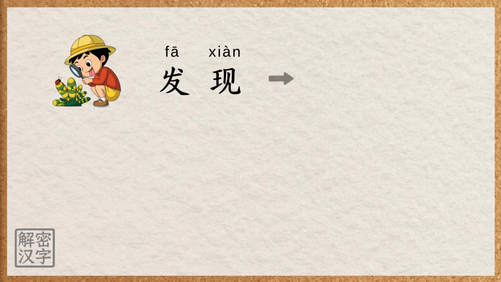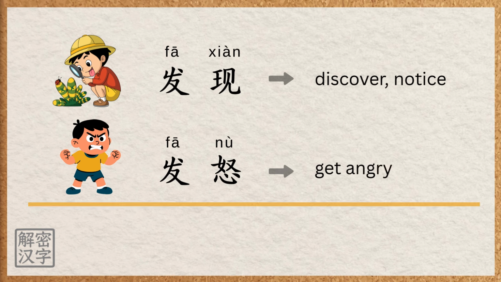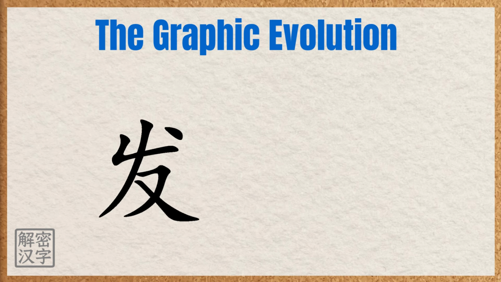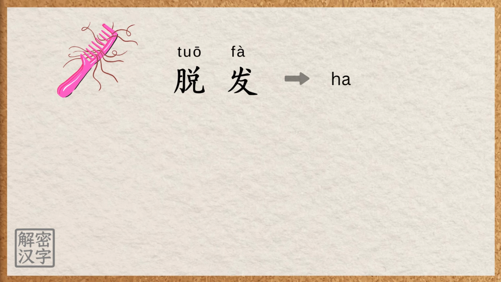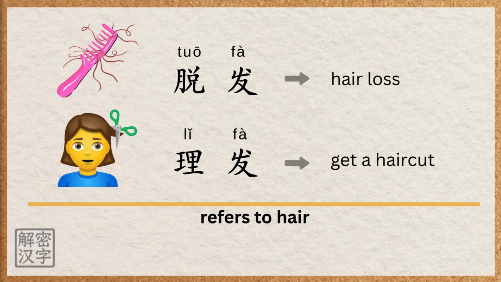发现 means discover, notice. 发怒 means get angry. Here, fa means to show, reveal, or to feel and express. When it's pronounced fa, 脱发 means hair loss. 理发 means get a haircut. Here, fa refers to hair.